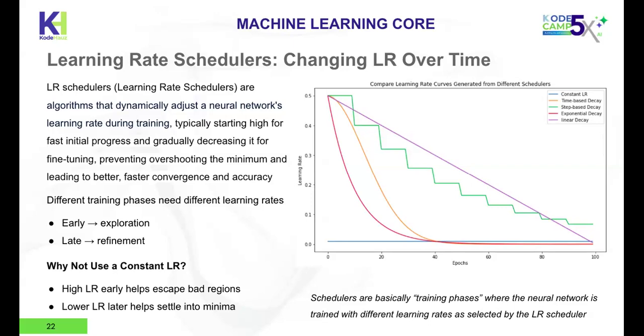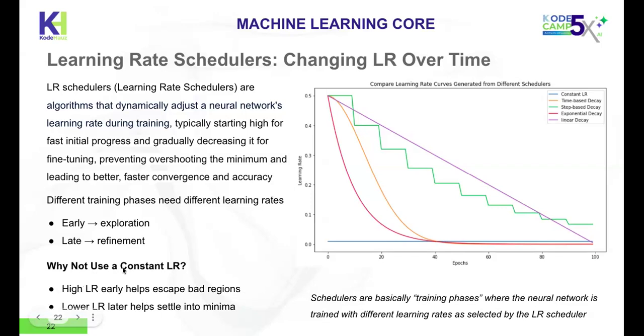Like I said, the early phase of training is exploration. Find the general area where you have low loss, right? And then the late phase is refinement, where you, in that general area, go lower, go deeper to find a really good minimum. So again, I don't think I need to repeat this, but the same thing.